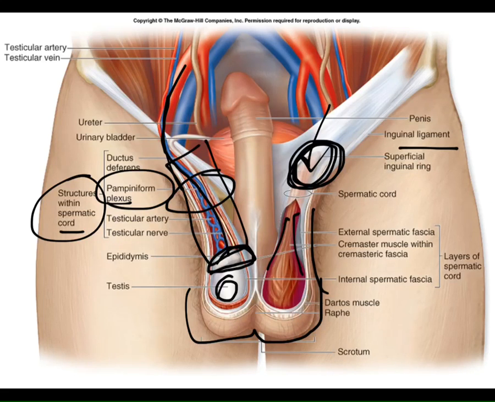So we've got the dartos muscle, the cremaster muscle, and the pampiniform plexus, and the location of the testes in the scrotum, all contributing to making sure that spermatogenesis is happening at a lower temperature. There's also passing through the spermatic cord a testicular nerve. So nerve, artery, cluster of veins, and the vas deferens all are part of the spermatic cord.